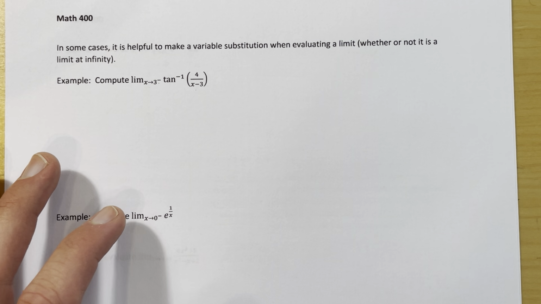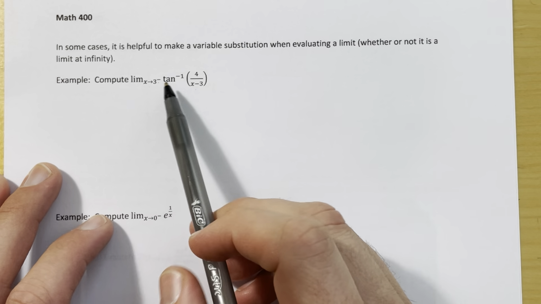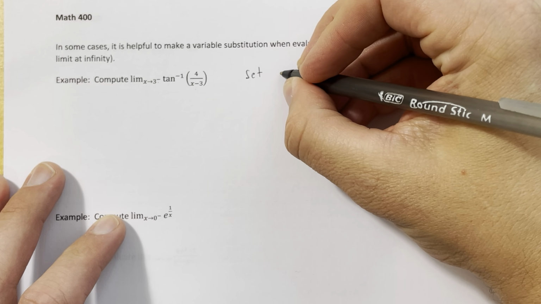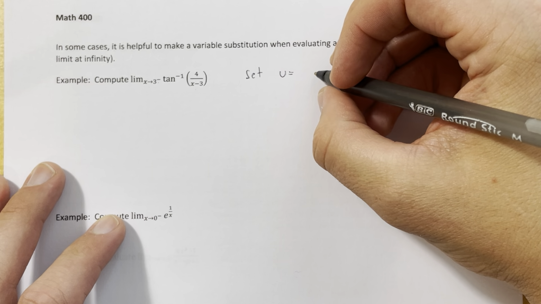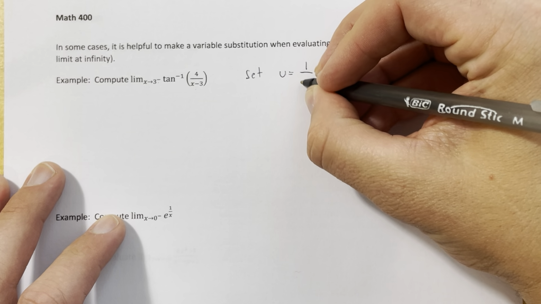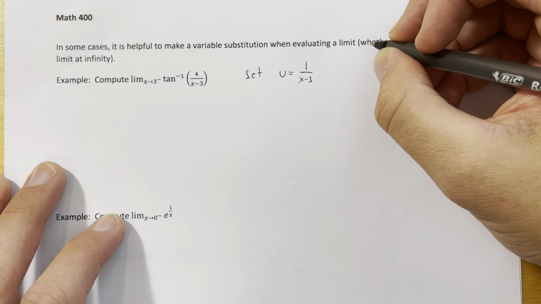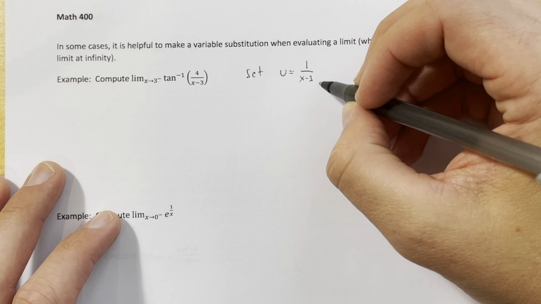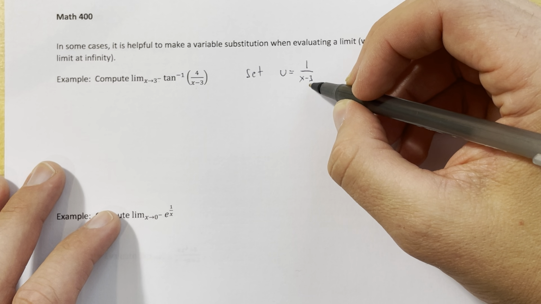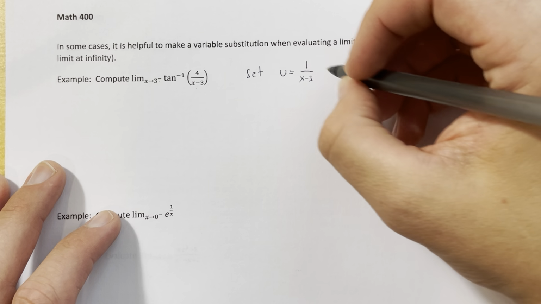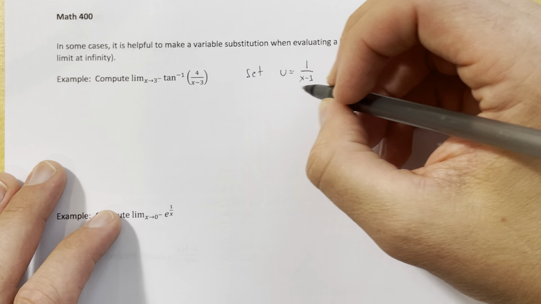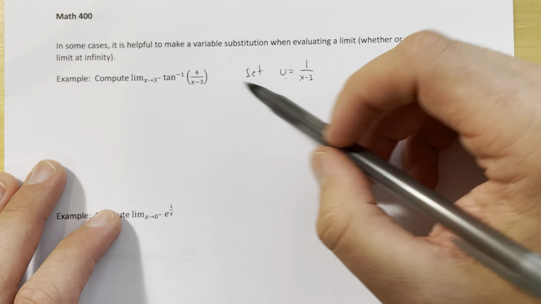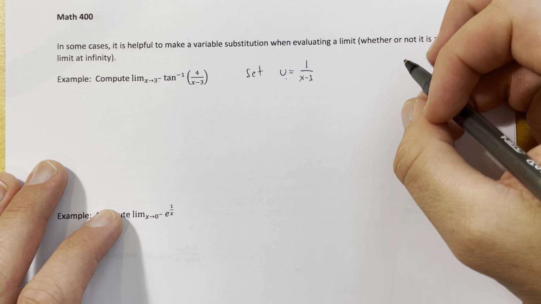So what we're going to do instead is make what we call a variable substitution. I'm going to set u equal to 1 over x minus 3. Actually, in this case, I don't even know that we need to do that. Let me see. I guess we could. Yeah, we can do that. So that doesn't change this by a whole lot. But what I'm going to do is say, what is happening to u as x approaches 3 from the left?